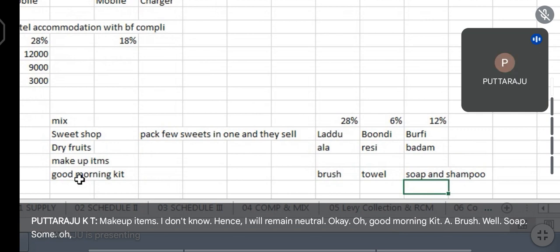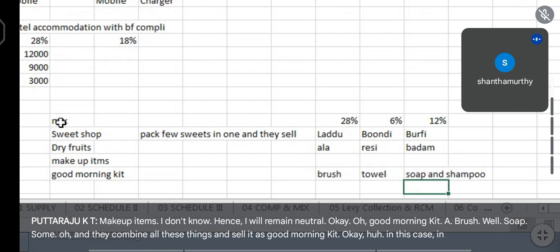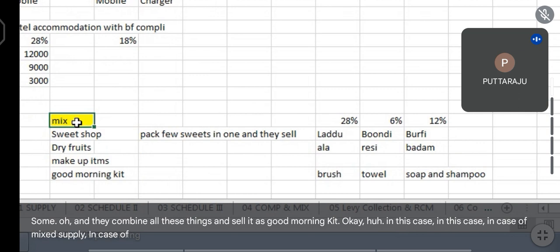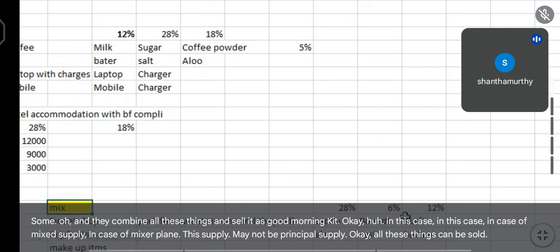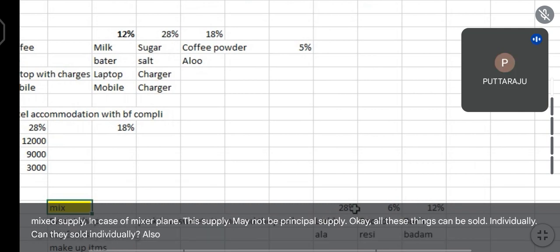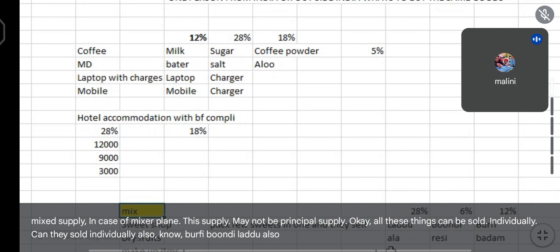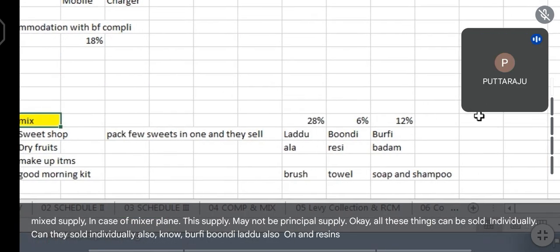And they combine all these things and sell it as good morning kit. Okay. In this case, in case of mixed supply, this supply may not be principal supply. Okay, all these things can be sold individually. Can they be sold individually also? Barfi, bundi, laddu also. Yes. Almond, raisins, badam can be sold individually.